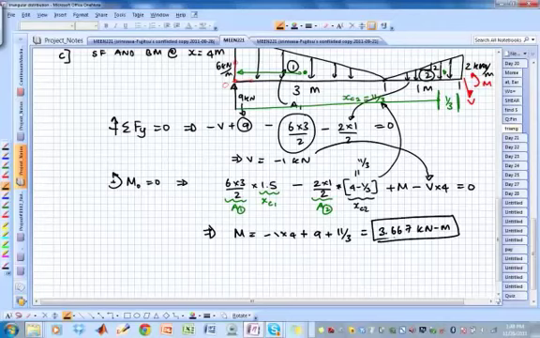Okay, so I want you to understand that we now have the shear force and bending moment at any particular location. It's a different matter if you want to find it for a lot of locations. You don't want to go on drawing different free body diagrams. That's where the shear force and bending moment diagrams come in handy. That's what we are going to do next time.